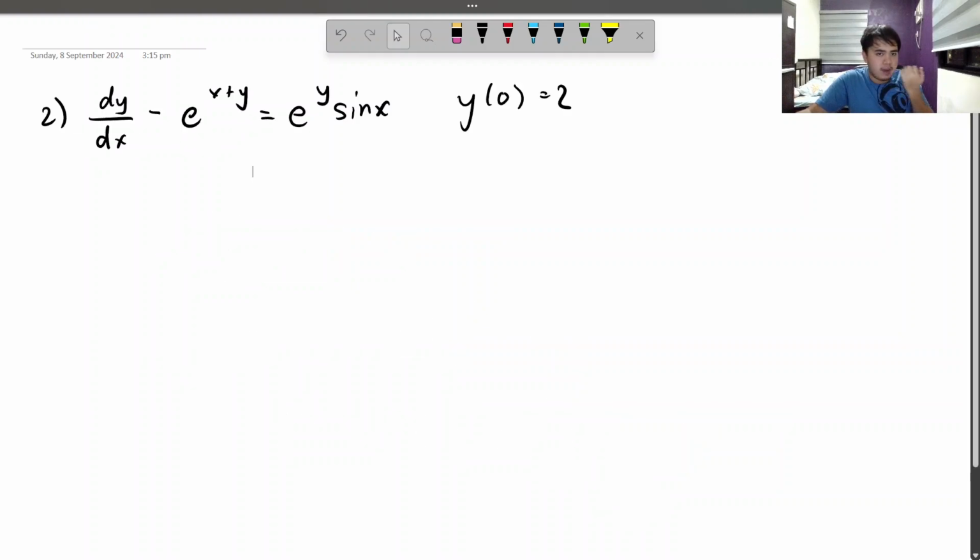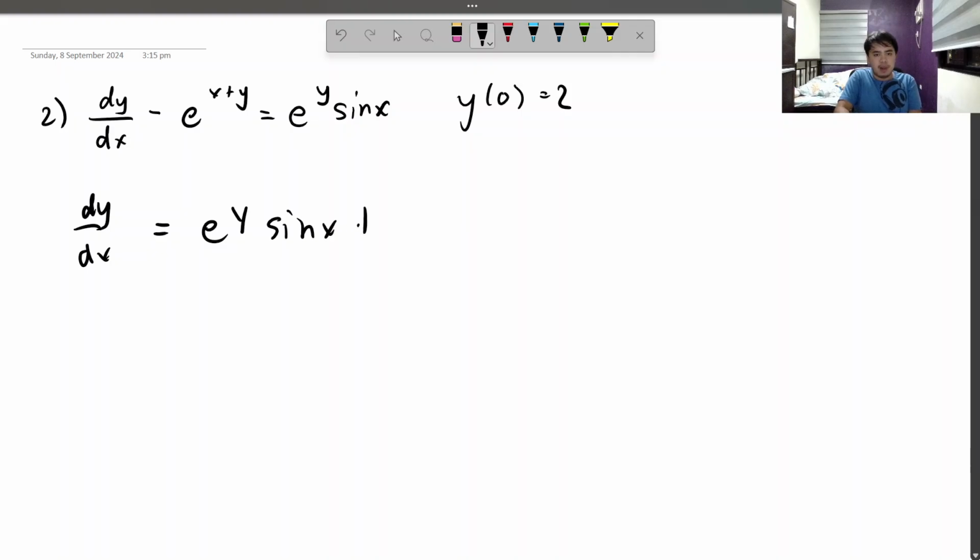dy over dx minus e to the x plus y equals e to the y sine of x. Now, what we can do first is to move it to the other side. So dy over dx is then equal to e to the y sine of x, let's put this first, then plus e to the x plus y. The law of exponents states that we can say this is e to the x times e to the y.